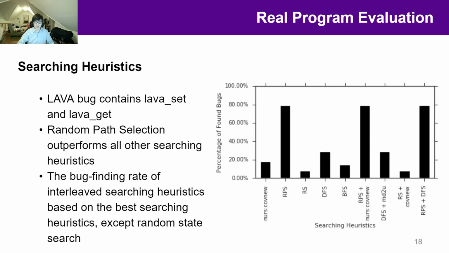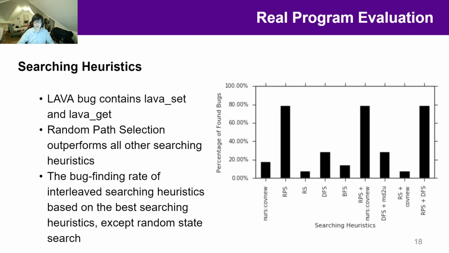For the next question about searching heuristics, it's worth mentioning that the injected bugs of LAVA were constructed with 2 functions, lava_set and lava_get. To trigger a LAVA bug, the program must execute the pair of lava_set and lava_get functions in that order. So different search heuristics will result in a significant difference in the number of executed states between lava_set and lava_get. For instance, BFS may never reach lava_get because BFS explores all possible states between lava_set and lava_get. The states may exceed the memory cap and result in the termination of the states.